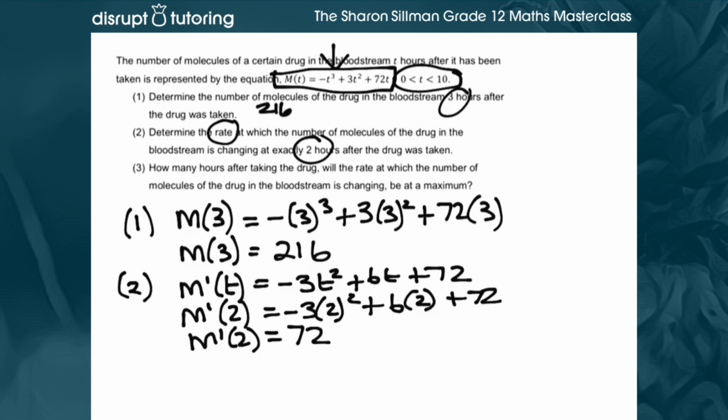Again, think about what it is you've actually found. We're talking about rate, so this is 72 molecules per hour. So 2 hours after the drug was taken, the movement in the bloodstream was 72 molecules every hour.